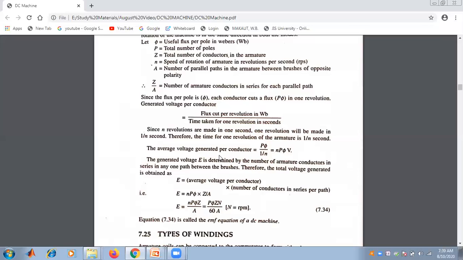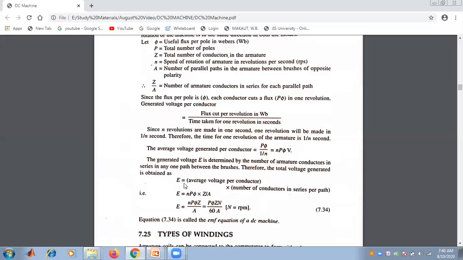Therefore, time for 1 revolution of the armature is 1 by n second. So the average generated voltage per conductor, that is Pφ by 1 by n, is given by nPφ volt. If the generated voltage is E, it is determined by the number of armature conductors in series in any one path between the brushes. Therefore, the total voltage generated is obtained.